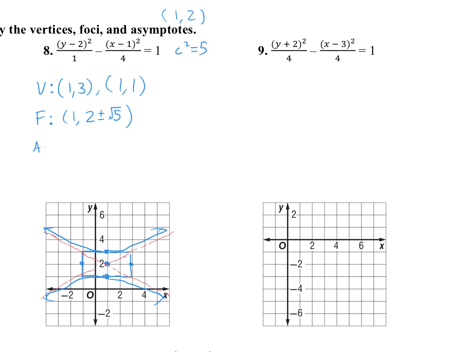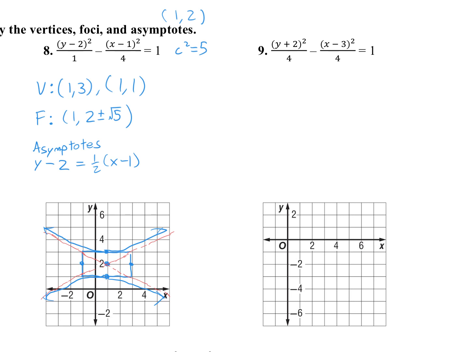And then the asymptotes. This one's going to be tougher because it's not centered at the origin. So you can do point slope. Let's start with the one that's going up from left to right. If I do point slope using the center, that would be y minus, and then my y1 would be from the center at 1, 2. So y minus 2, and then the slope was 1 over 2, and then x minus 1.